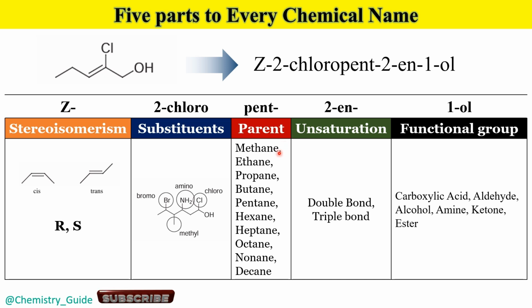The third one is the parent chain. The parent chain can be methane, ethane, propane, butane, pentane, hexane, heptane. It can go up to carbon number 10. And unsaturation can be a double bond or triple bond. And the functional group can be carboxylic acid, aldehyde, alcohol, amines, ketone, ester, etc. So the IUPAC name of any organic compound is based upon the 5 parts that should be remembered. The first one is the stereoisomerism, the second one is the substituent, the third one is the parent chain, the fourth one is the sites of unsaturation, and the last one is the functional group.